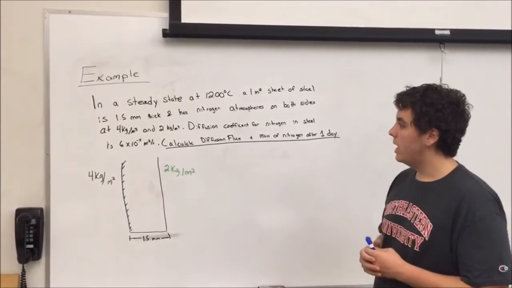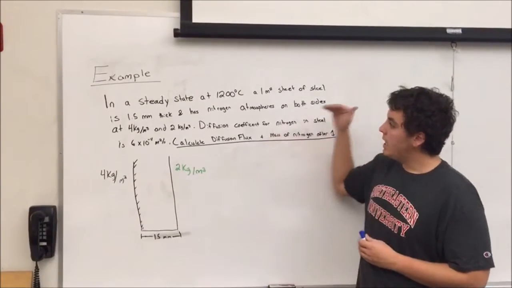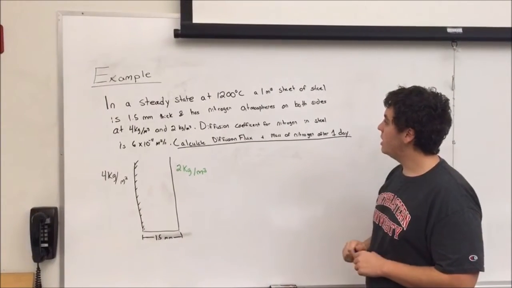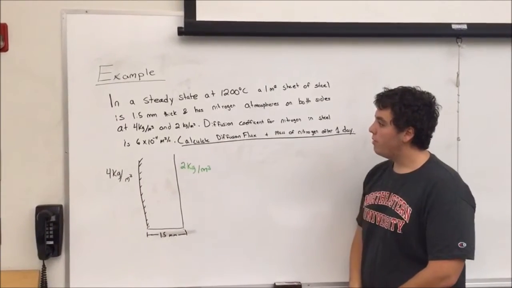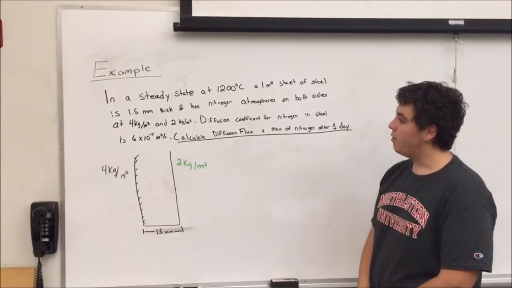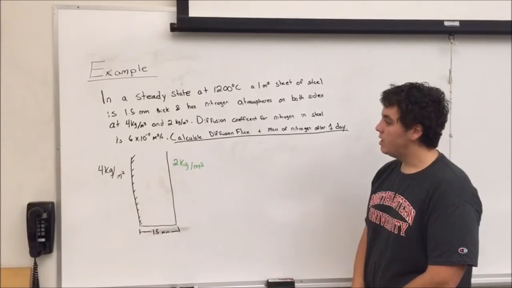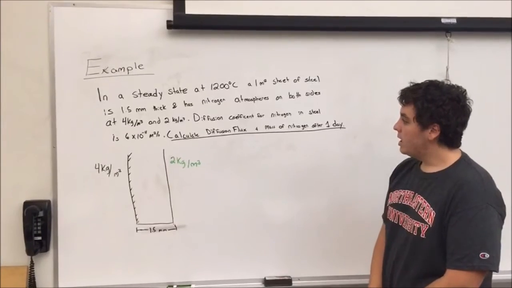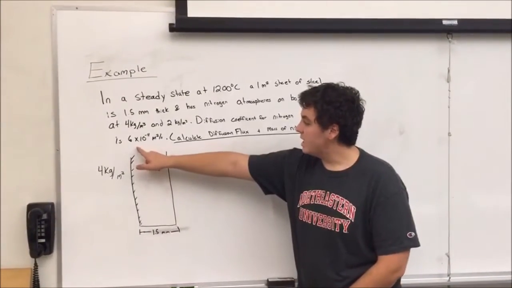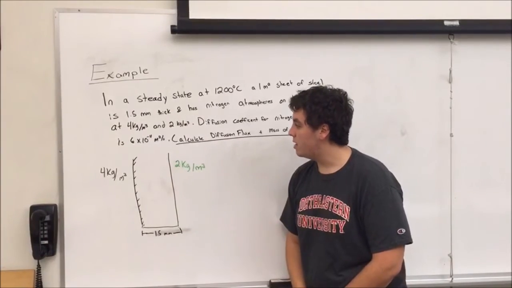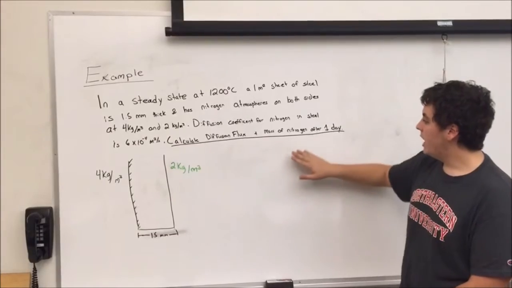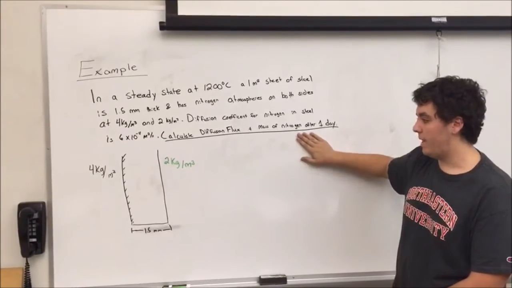Alright, now I'm going to show you an example problem. In a steady state at 1200 degrees Celsius, a 1 meter squared sheet of steel is 1.5 millimeters thick and has a nitrogen atmosphere on both sides at 4 kilograms per meter cubed and 2 kilograms per meter cubed. The diffusion coefficient for nitrogen in steel is listed as 6 times 10 to the negative 11th meters squared per second. In this, we're supposed to calculate the diffusion flux and the mass of the nitrogen after 1 day.